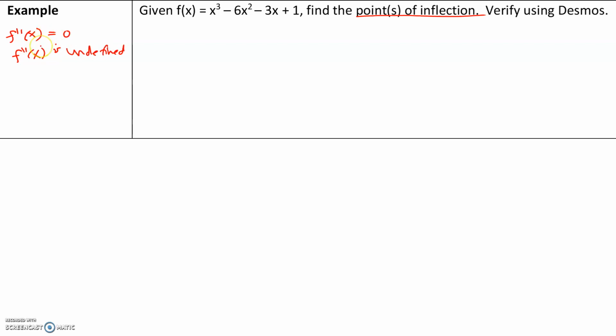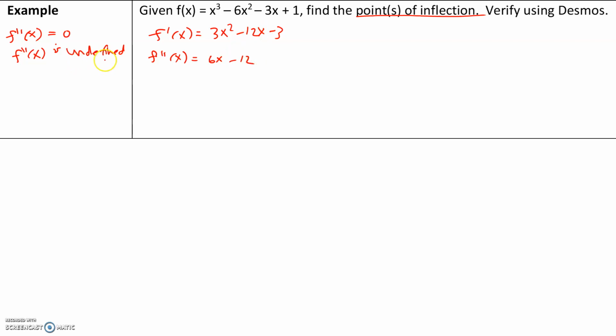This gives us the points of inflection. So first, let's find the first derivative. This is equal to 3x squared, minus 12x, minus 3. The second derivative: 2 times 3 is 6x, minus 12.